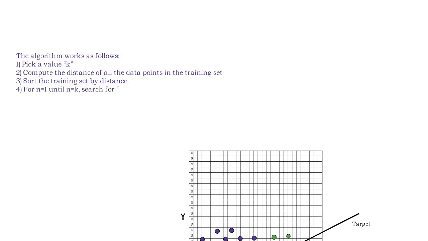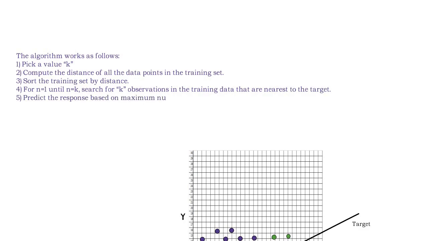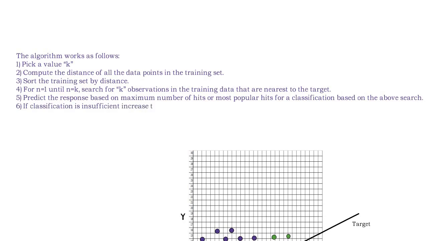Now, for n equal to 1 until n equal to k, the search for k observations in the training data that are nearest to the target is made. The prediction response is made based on the maximum number of hits, or the most popular hits, for the classification based on the above search. If the classification is insufficient or ambiguous, then the value of k is increased and the process is repeated until a majority of the outcome is observed.